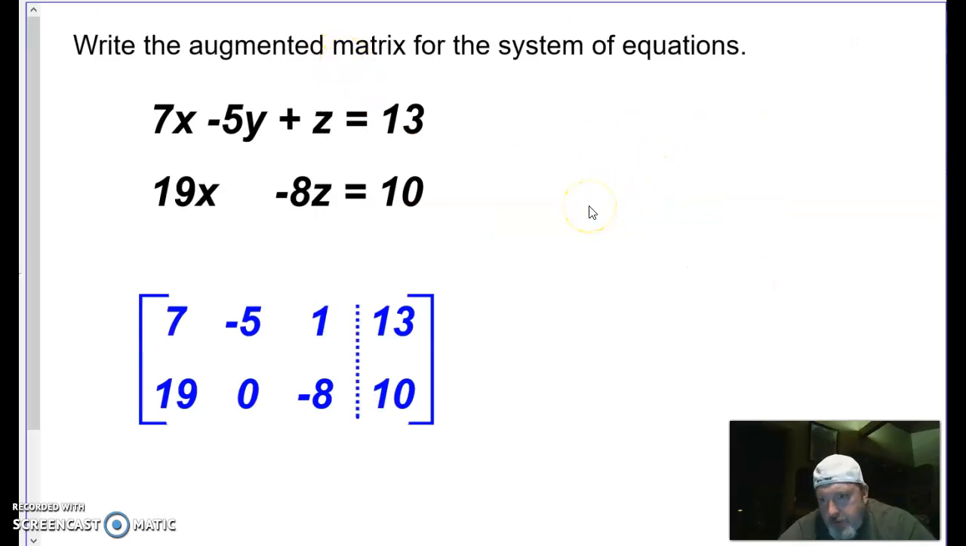Okay, again, this is just a review of writing an augmented matrix given equations. So notice I took the coefficients here, 7x, -5y, 1z, and that equation equaled 13. Bottom one, 19x, no y's, -8z, equal to 10.